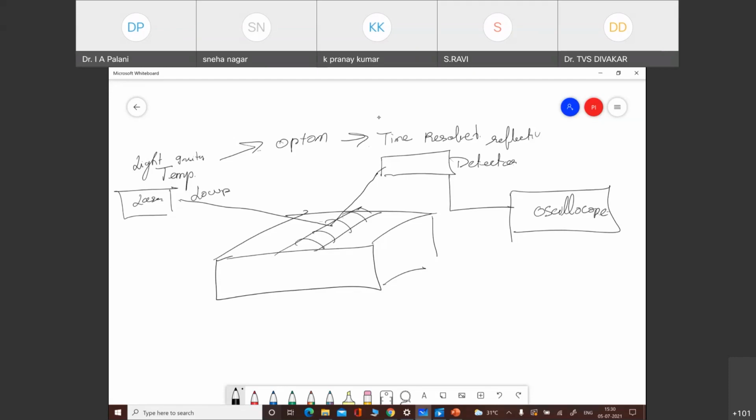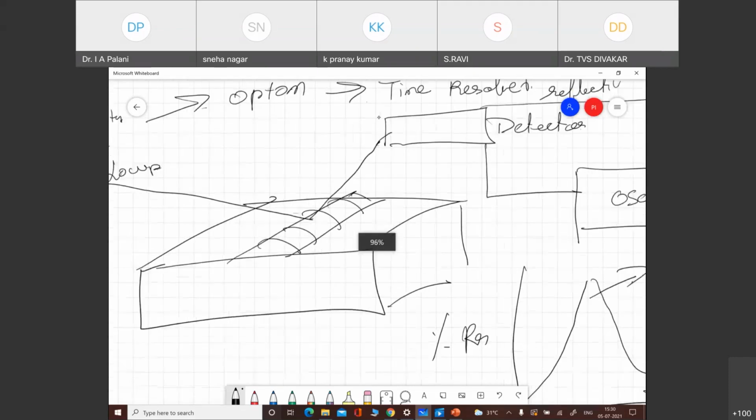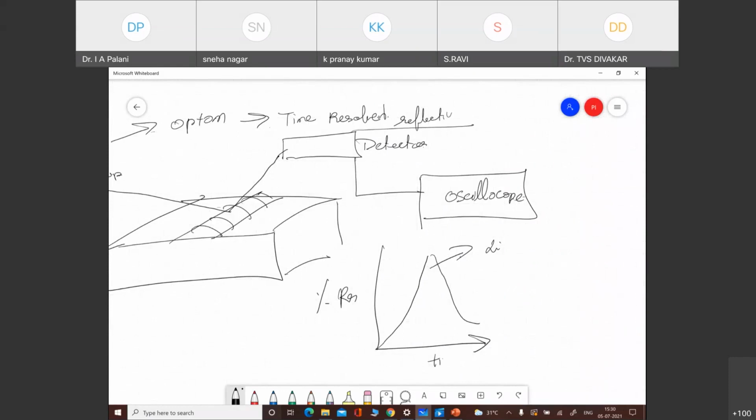Okay, so this time resolved reflectivity can give me an overall picture with respect to time and with respect to percentage reflection, or I would say with respect to position. The higher would be the liquid phase, the higher would be the reflection. So with respect to your reflection, you can correlate your temperature. Okay, so this is an interesting aspect with respect to time resolved reflectivity.